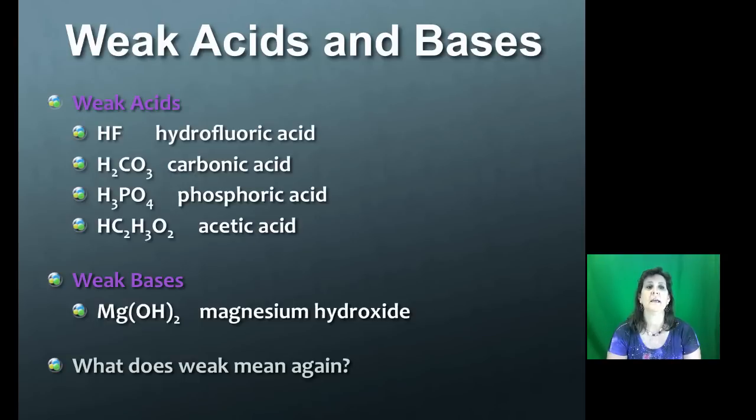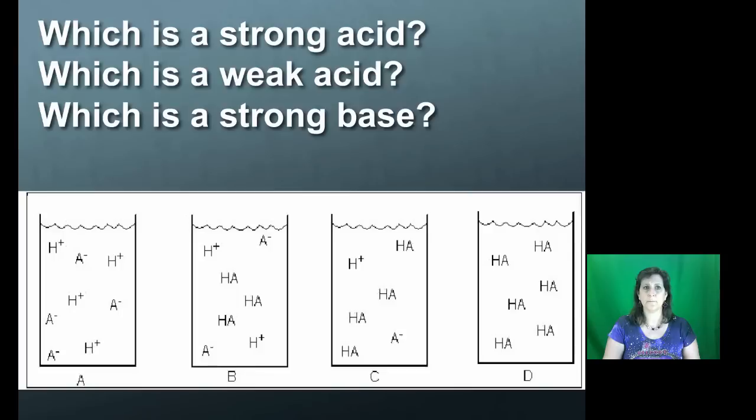So our weak acids and bases. The weak acids were hydrofluoric acid, carbonic acid, phosphoric acid, acetic acid. The weak base was magnesium hydroxide. What does weak mean again? All right, you're correct if you said just a little bit breaks apart. Only 1 to 5% breaks apart. Most of it stays together. Very different from the strong acids and bases.